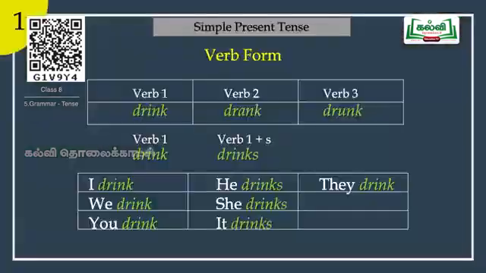For example, let us look at the word drink. Drink, drank, drunk, and drinking. We are going to use only the first word, drink, for simple present tense. But what are the pronouns? All the pronouns: I, we, you, he, she, it, and they. When you choose verb form, you will choose verb 1 for simple present tense. I drink coffee. We drink coffee. You drink coffee. He drinks coffee. She drinks coffee. It drinks coffee. And they drink coffee. So, what is the difference?